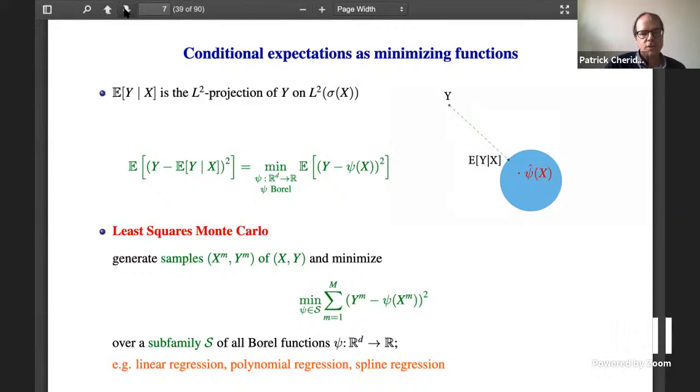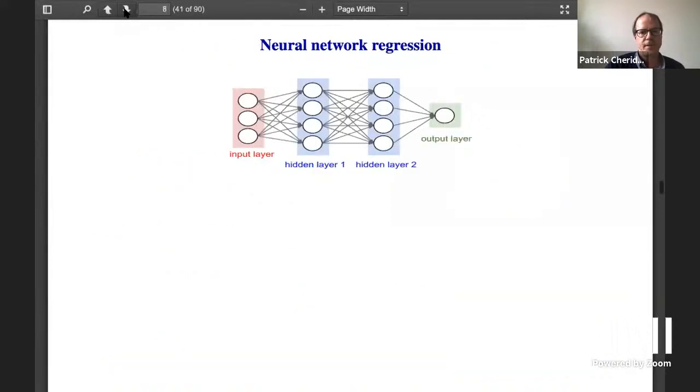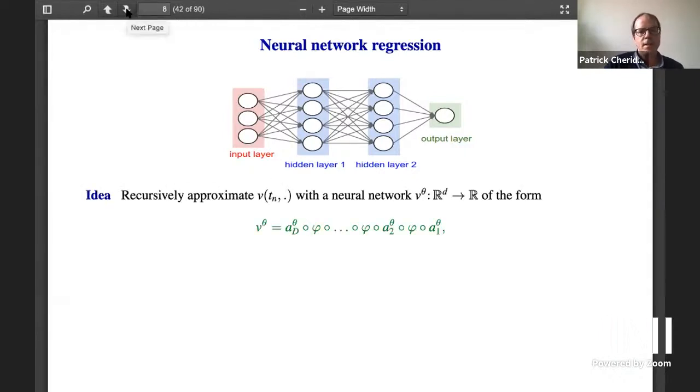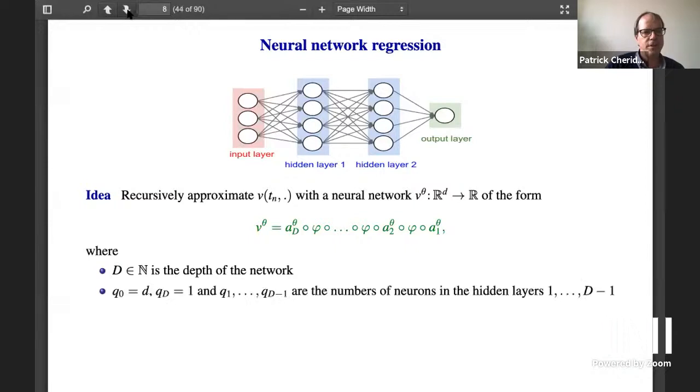So what we're going to do here, instead of using linear, polynomial or spline regression, is use neural networks to do this least squares Monte Carlo. We use straightforward feed-forward neural networks of this form. Most of the time we use 2 hidden layers, but you could also use more or fewer. This neural network is just a composition of affine and nonlinear transformations. Capital D is the depth of the neural network. So here it would be 3, so it has 2 hidden layers.